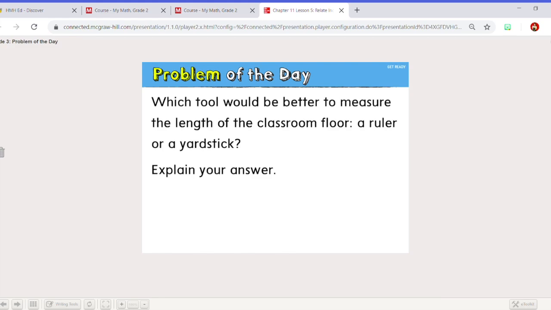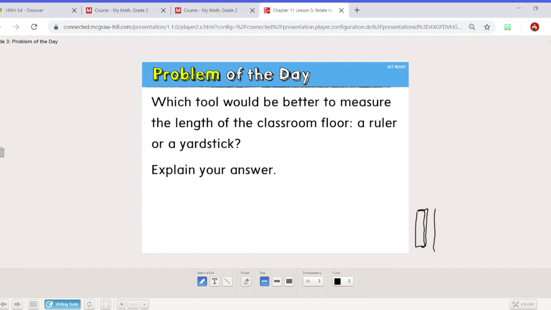Which tool would be better to measure the length of a classroom floor, a ruler or a yardstick? Now, if we remember, a ruler is 12 inches, so I'll try to do a scale. A yardstick is the same length as 3 rulers stacked on top of each other. So this would be 1 yardstick, and I tried to show that it would be the same as 3 rulers. Which one would make the most sense to measure a floor with? Well, I hope you said yardstick, because you would need fewer yardsticks to measure with than rulers. It makes the most sense to use as a tool.